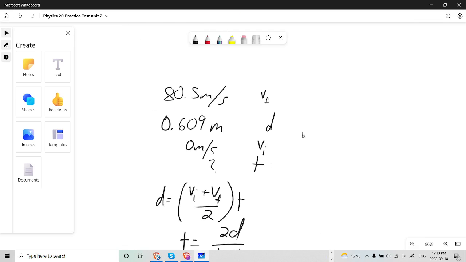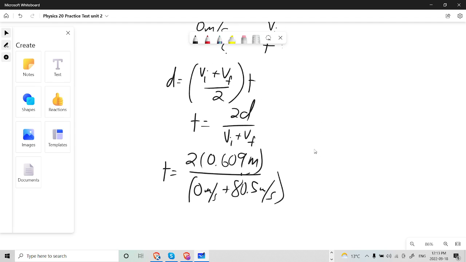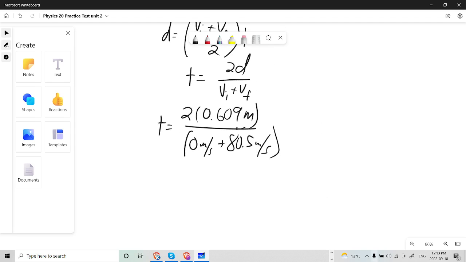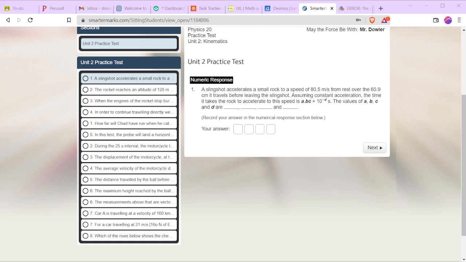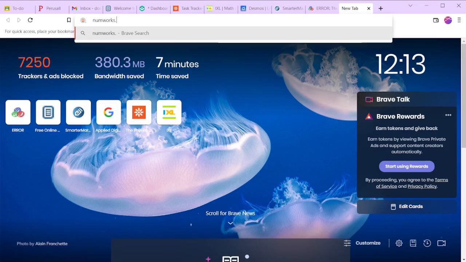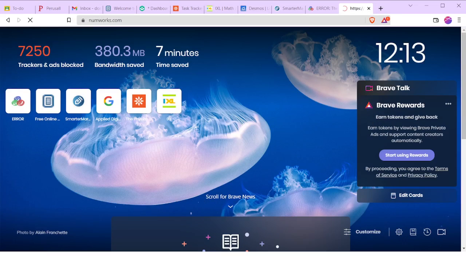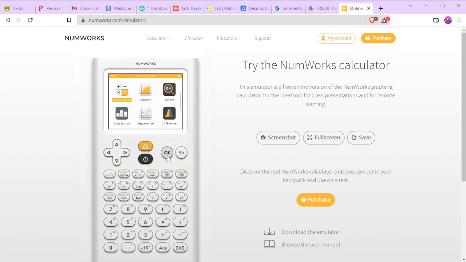Okay. So we've collected our information. Acceleration is irrelevant. And we do our substitutions. So now we can go back to the assessment. We'll pull up a calculator with the calculator emulator here.